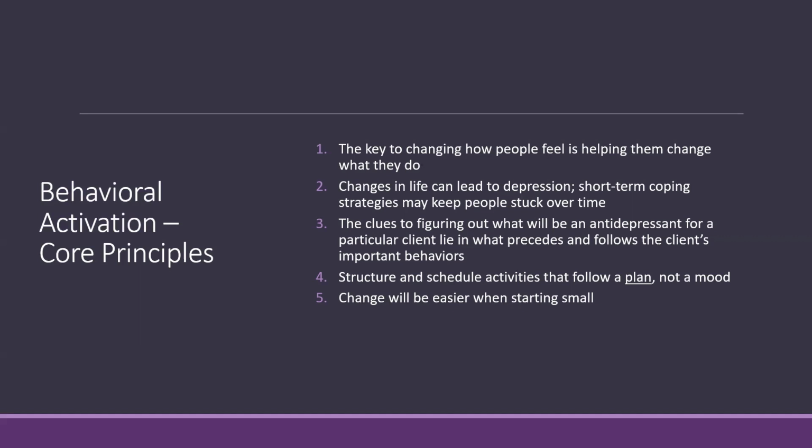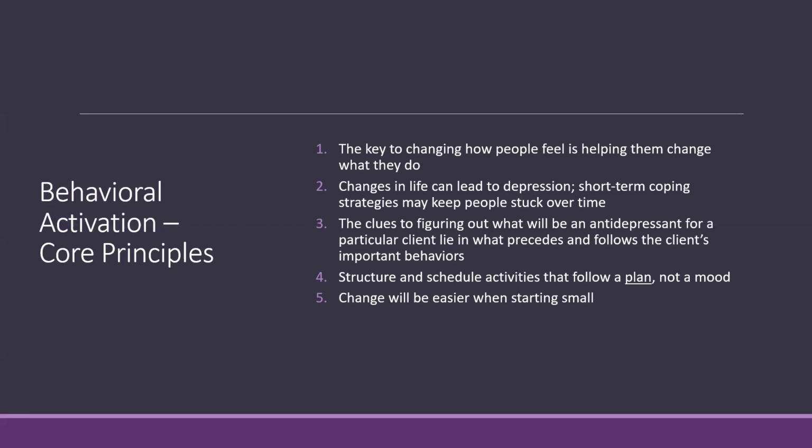An important component is that structuring and scheduling activities are to follow a plan, not a mood. So something that most of us fall into is that we do things based on what we feel like doing. But the problem is when somebody is depressed, they're not going to feel like doing much of anything. And so it really needs to be more about committing to a plan regardless of how they feel and seeing what happens. So a person with depression might not feel like meeting up with a friend to get coffee, but they need to just plan it and do it anyway to see what happens.